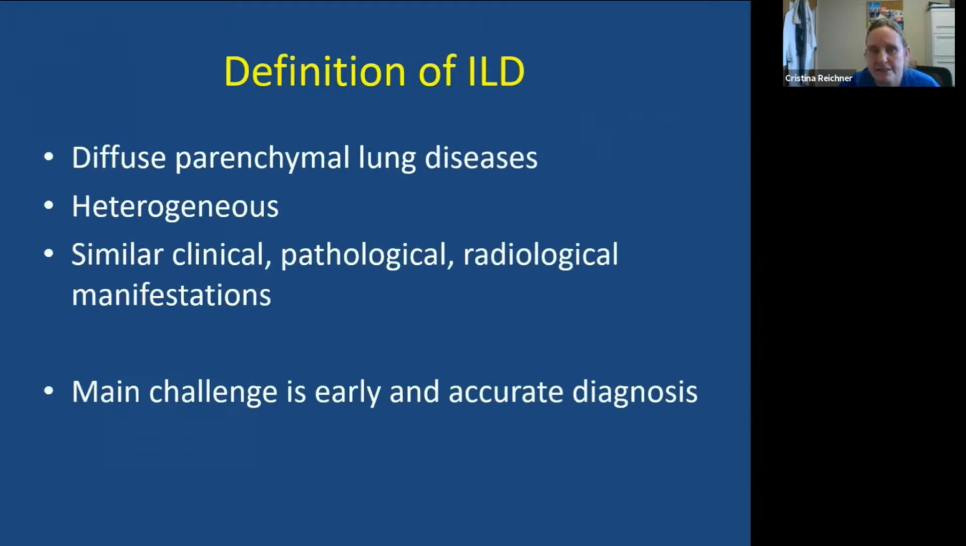So the definition of an interstitial lung disease, it's basically diffuse parenchymal lung diseases. It's a very heterogeneous group of lung diseases, but they all have some similarities between them. The main challenge is really to figure out what exactly you're dealing with, because that is going to influence how you manage these people, but also what their prognosis is going to be.